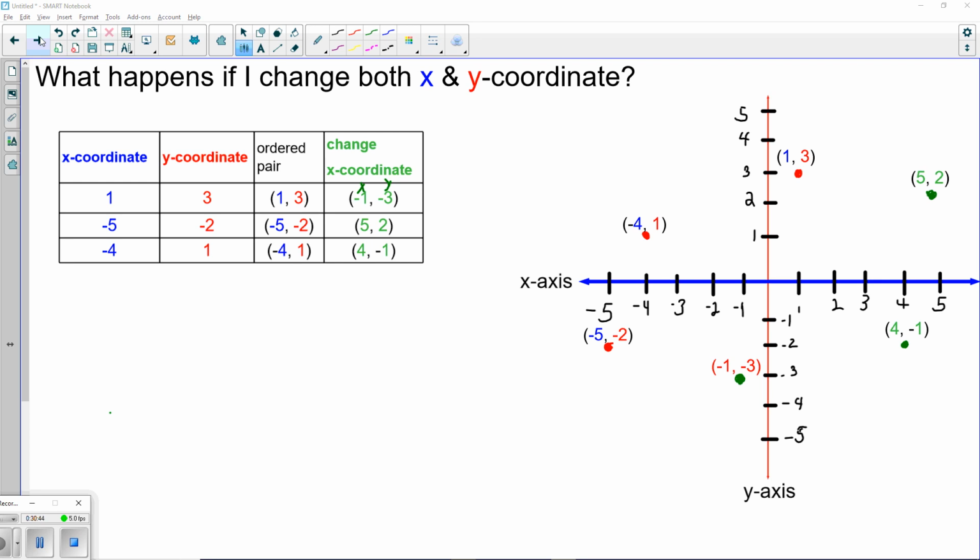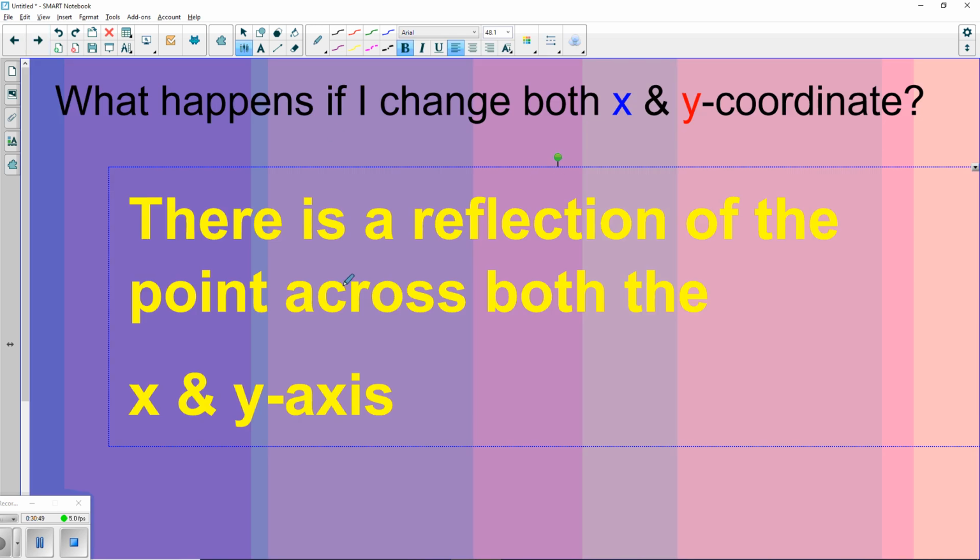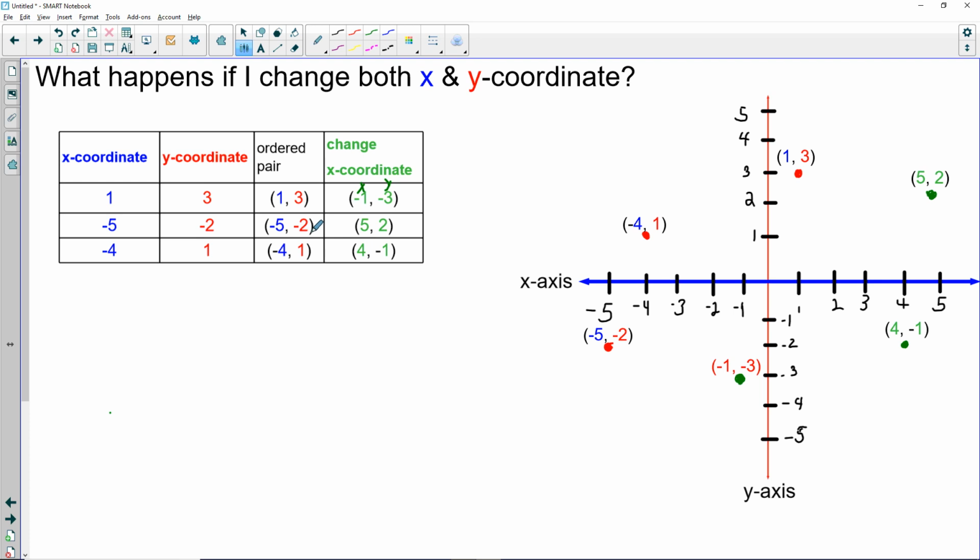What happened when we changed both the X and Y coordinate? There is a reflection of the point across both the X and Y axis. There's a reflection across both of the axes. So let me show you that. Here we started with, let's just take this one right here, -5, -2. Here is -5, -2. When we changed it to 5, 2, let's show where we are reflecting all the way across both.